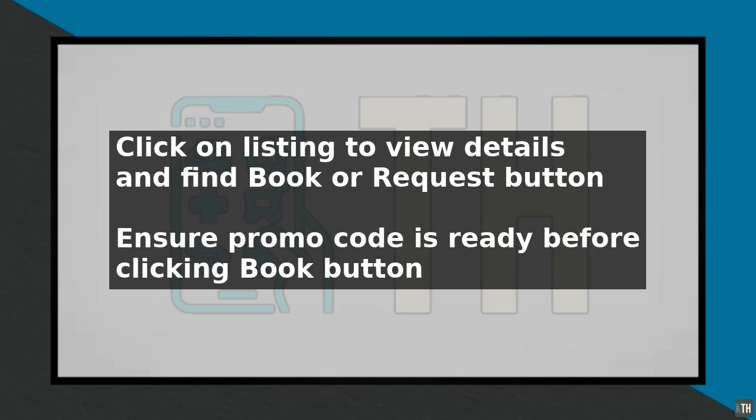To apply the promo code, you will need to click on the Book button, which will take you to the booking summary page. On this page, you will see a section that says Apply Promo Code or Coupon. Click on this link to open the promo code field.